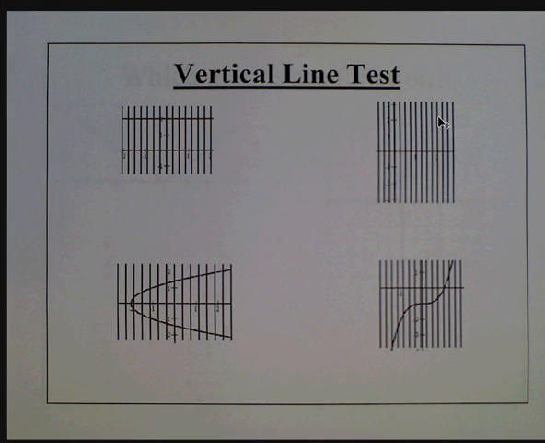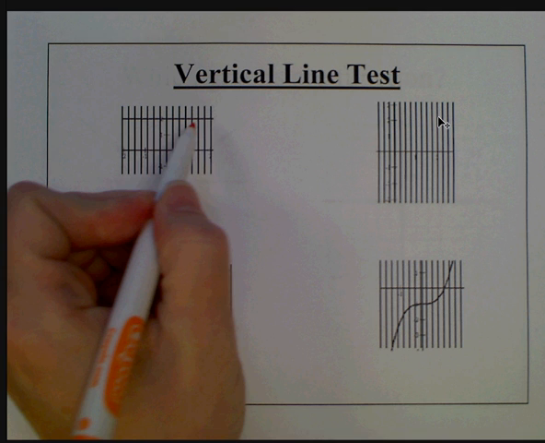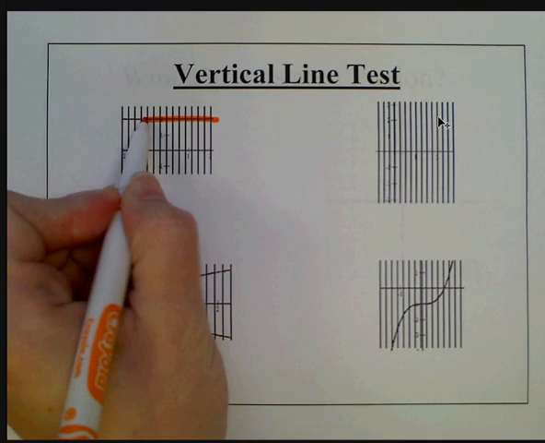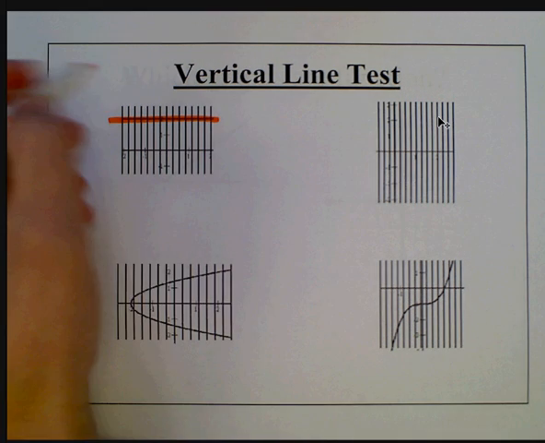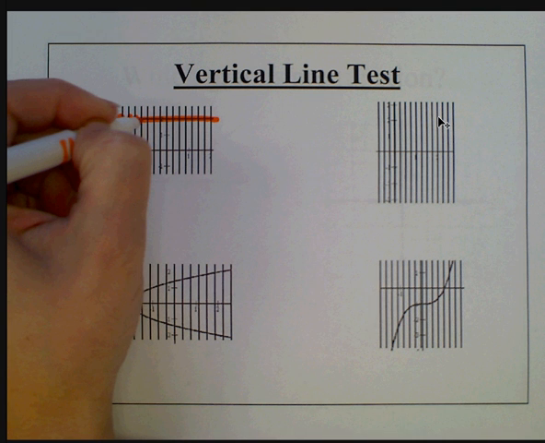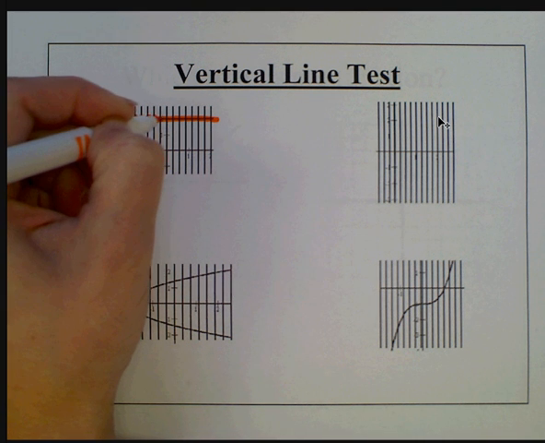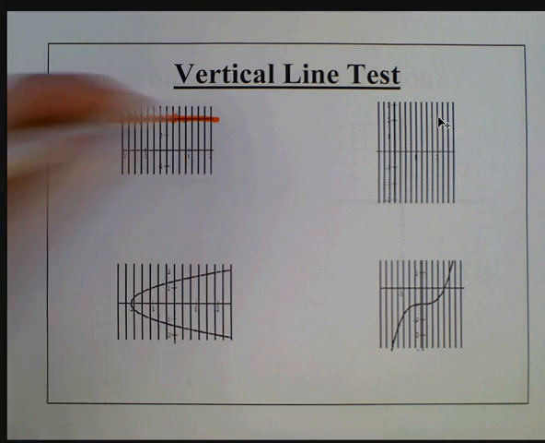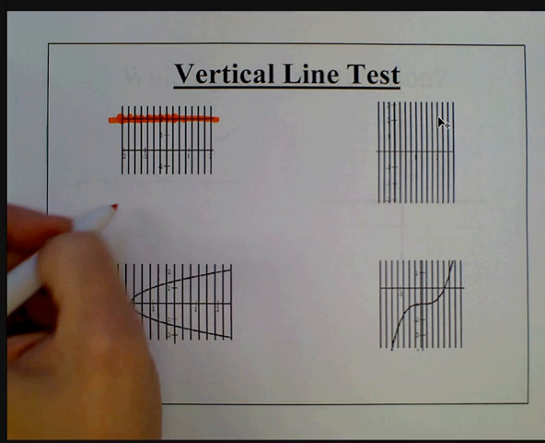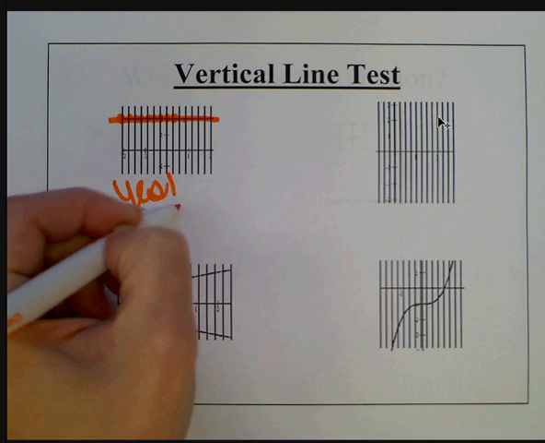So we got 4 examples here. The first one is a horizontal line. So you can see at each one of those vertical lines that represent our vertical line test that we only hit 1 point on the line. So yes, this is a function.